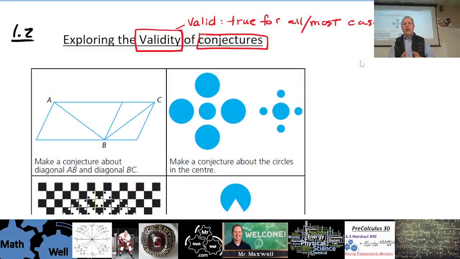All right, 1.2, we are exploring the validity of conjectures. So remember in 1.1 we talked about, is this conjecture reasonable? Another way of putting that is, this conjecture or this idea or your conclusion that you're drawing here, is it valid? Or is it true for most cases, at least most cases, okay?